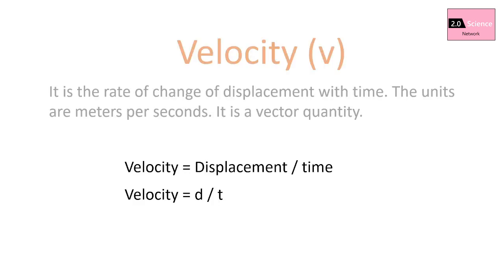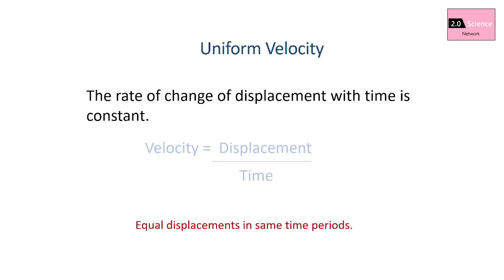Velocity. It is the rate of change of displacement with time. The unit is meters per second. It is a vector quantity. Velocity equals displacement over time. Let's discuss more about velocity.